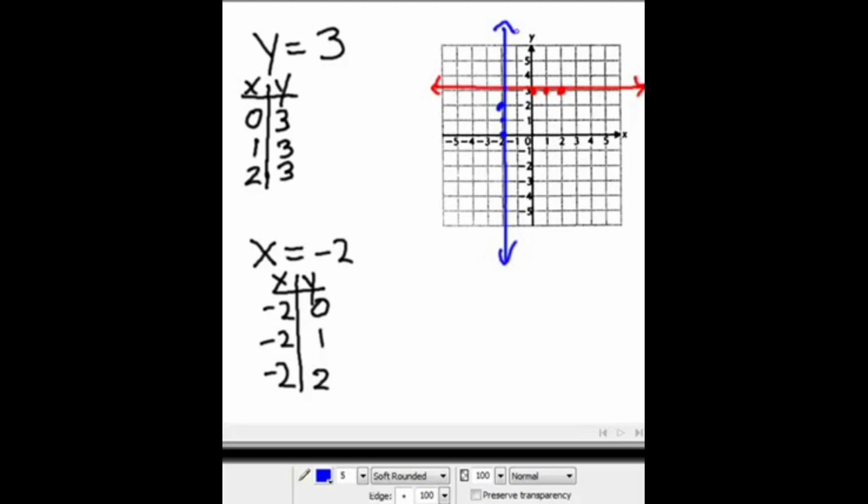So for special lines, you can make a table, and you have to use the value that your equation says for that variable. The other variable can be anything that you want.